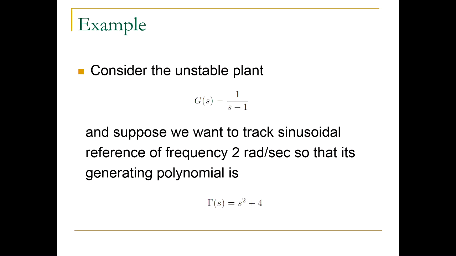All right. So let's consider a particular problem. This is an unstable plant. Note that there is 1 pole at 1. We want to track sinusoidal references of frequency 2. So the generating polynomial would be S squared plus 4, right? And we will also be able to reject disturbances at the same frequency, with zero steady state error.